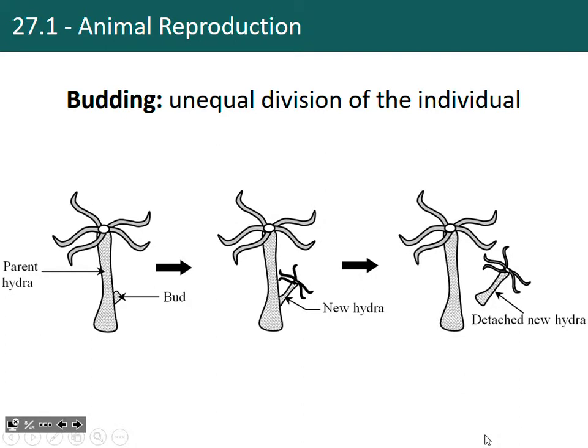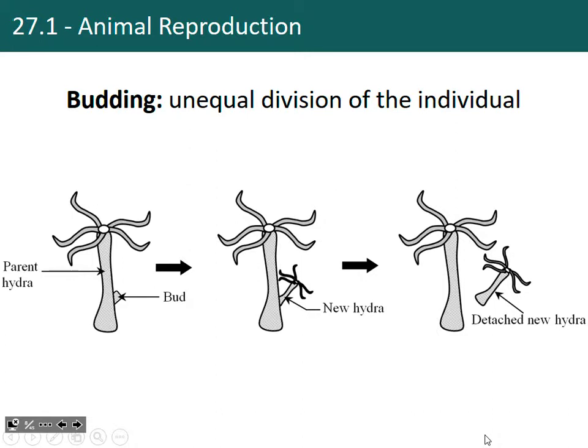So the parent has taken some of its resources and put it into building this small mini-me clone. And then mini-me drops off and goes off and lives its own life. Okay. This is, again, you're making a complete clone. So you're just making an individual that's exactly like you, has your exact same genetic material.